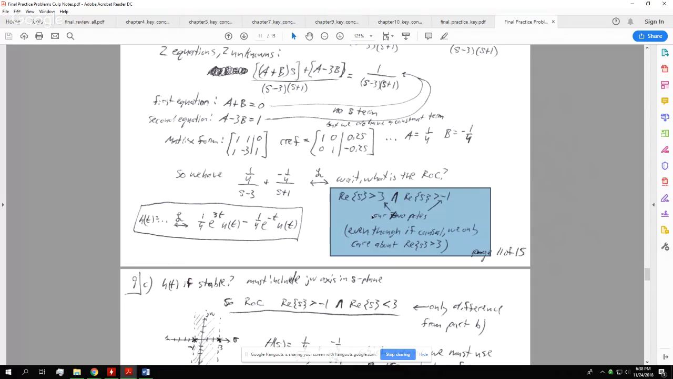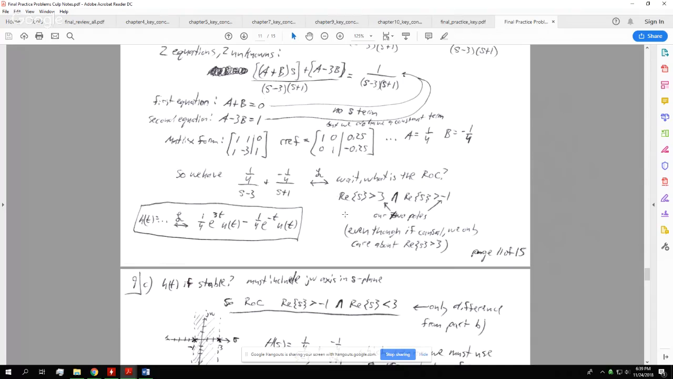So here I just rewrote our region of convergence. And remember, our region of convergence does include both terms, the 3 and the -1. These are our 2 poles. When it's causal, we only care about the rightmost one, which happens to be 3. But you still need to know them both, because this expression cannot be evaluated at -1 because it would equal infinity. It'd be divided by 0.